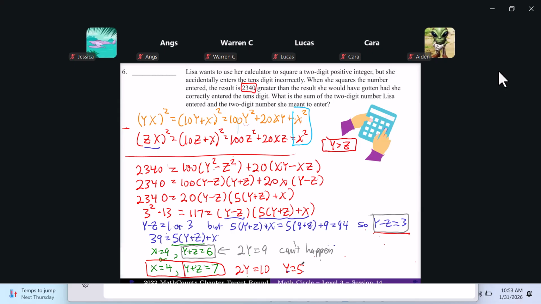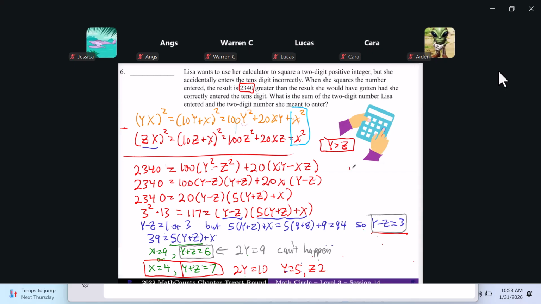And that would tell me that my z is equal to... my y minus z needs to be 3, so my z is equal to 2. And now I have everything I need. So if I'm thinking about this, my yx is equal to 5, 4. My zx is equal to 2, 4. And when I add these two numbers together, I end up getting 78.